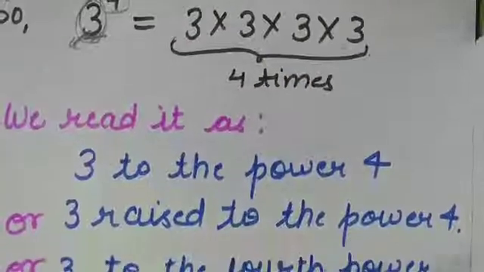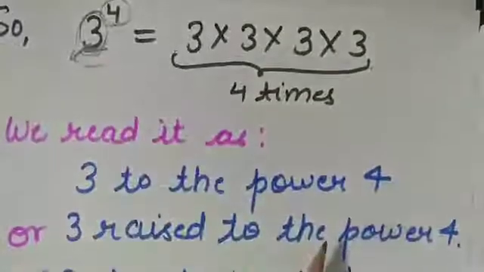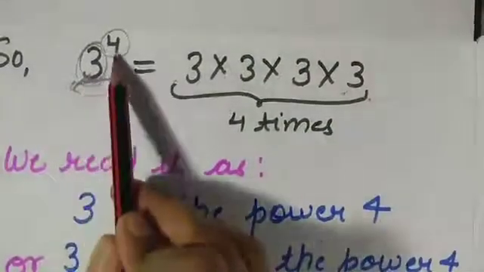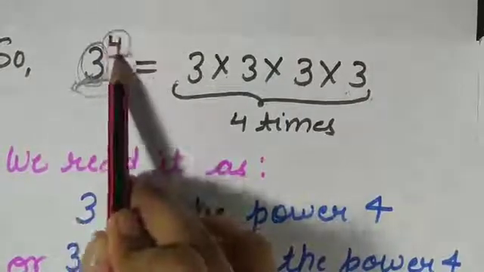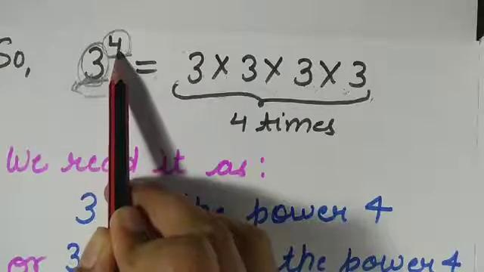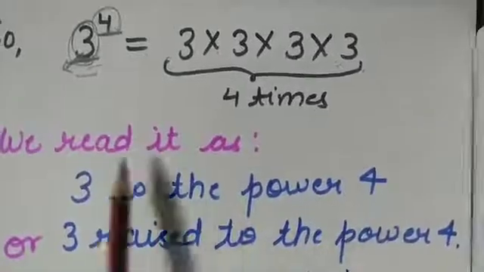Now how to read this number? This number can be read as 3 to the power 4. Okay, as we learned that this 4 is known as power, or you can say index, or you can say exponent. So this number you can read as 3 to the power 4.